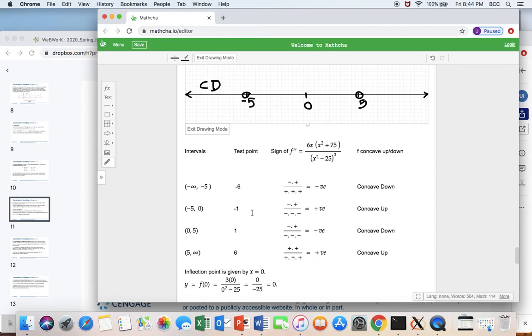All right. Now, second interval. I took negative 1. Replace x by negative 1. That gives me a negative sign. Negative 1 squared, positive 1 plus 75. That's a positive. Negative 1 squared, 1 minus 25. That's a negative, which appears 3 times because the power is 3. So how many negatives in all? 1 above, 3 below. 4 negatives makes it a positive. Concave up.